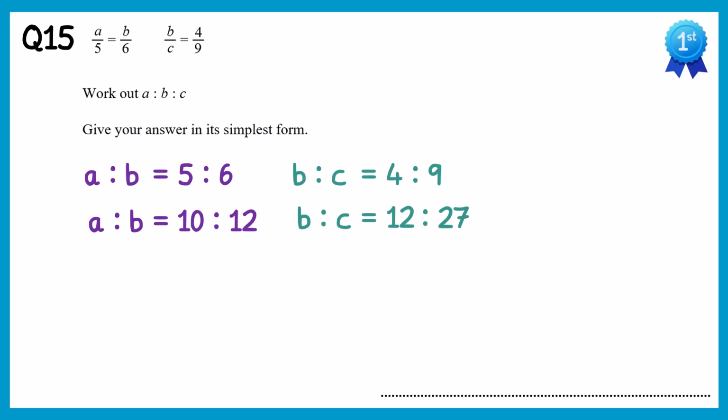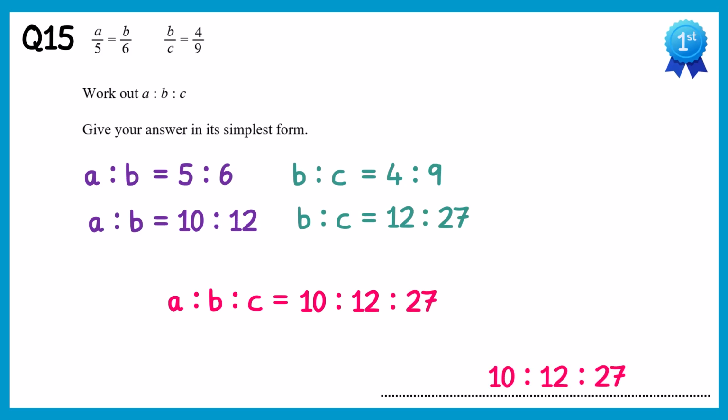So the ratio for a to b to c is 10 to 12 from the a to b ratio, and 12 to 27 for the b to c ratio. So it's 10 to 12 to 27.